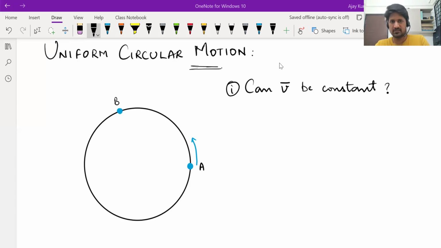You can think in reverse. If the velocity of an object is constant, how should it move? Then you can answer this question. Sir, no. Pawan, why?